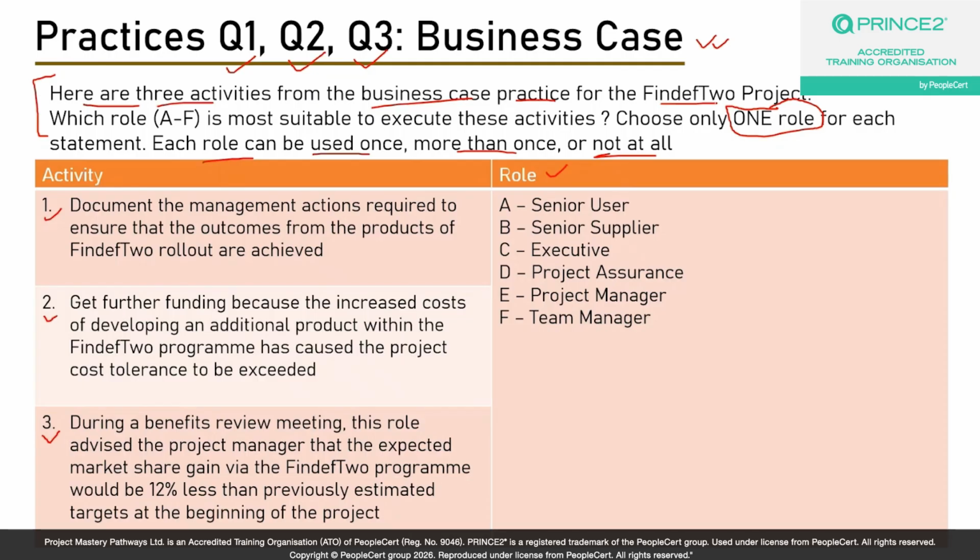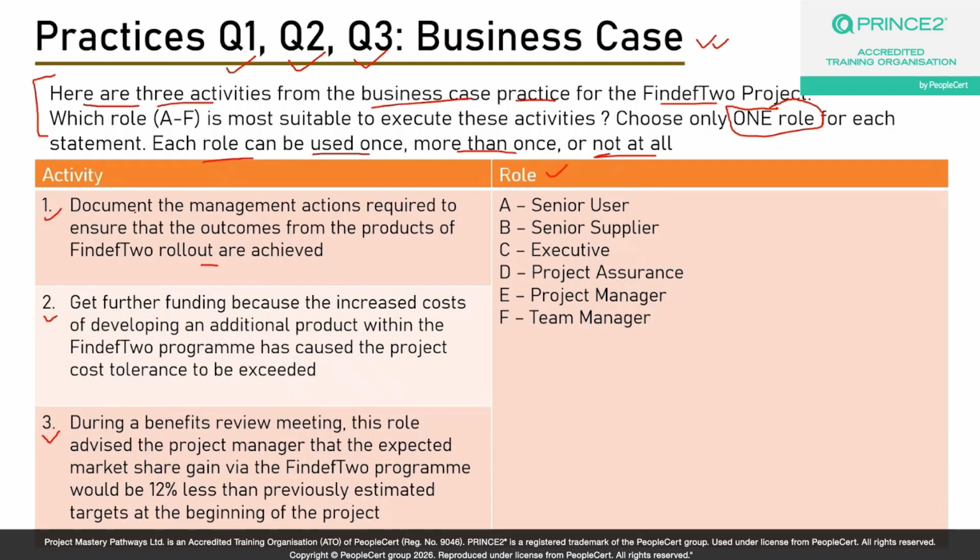And that is what the scenario is all about. Now in this question it is asking that for this FindF2 project, which is a subset of the overall FindF2 program, these are a few of the activities that you see on the left hand side of the table, and you need to match these activities with the right roles. So let's go one by one.